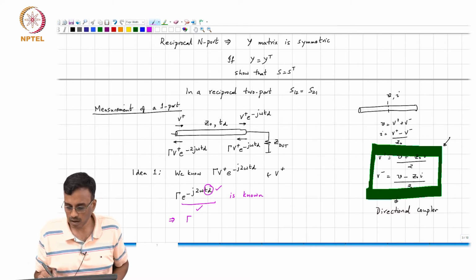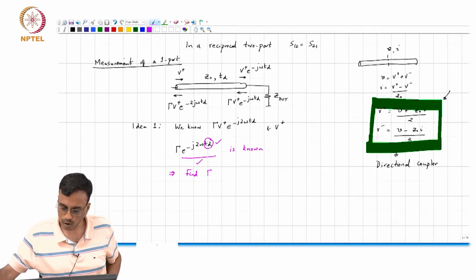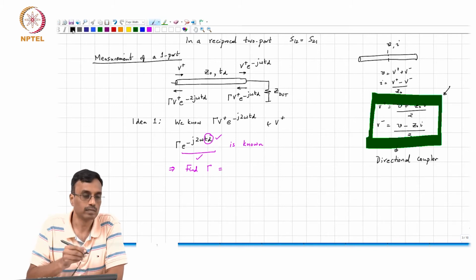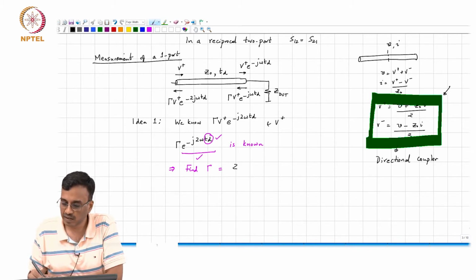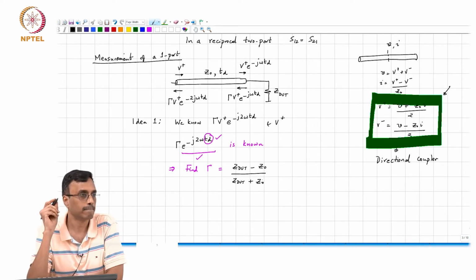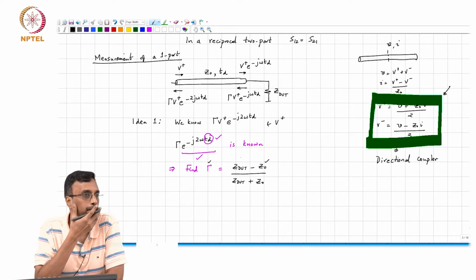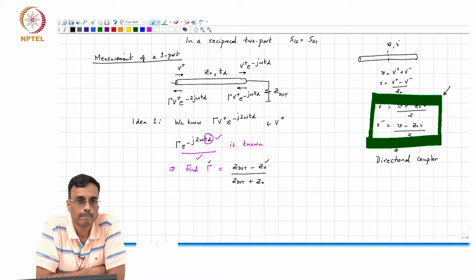So you can find gamma, and once you find gamma, how will you find Z DUT? Well, gamma is nothing but (Z DUT minus Z naught) by (Z DUT plus Z naught), and you know Z naught already, so you can find Z DUT. Does it make sense, folks?